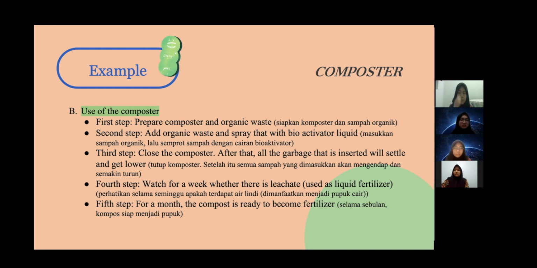B. Use of the composter. First step. Prepare composter and organic waste. Siapkan komposter dan sampah organik. Second step. Add organic waste and spray it with bioactivator liquid. Third step. Close the composter. After that, all the garbage that is inserted will settle and get lower. Fourth step, watch for a week whether there is a leachate, yaitu air lindi yang dimanfaatkan menjadi pupuk cair. Fifth step, for a month, the compost is ready to become fertilizer.